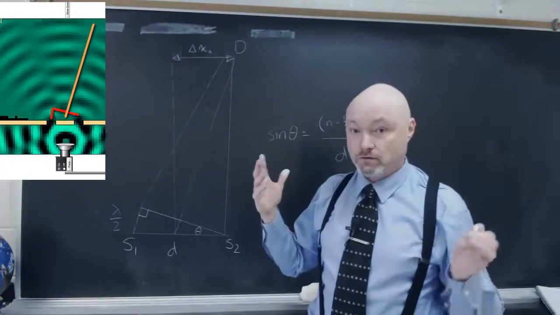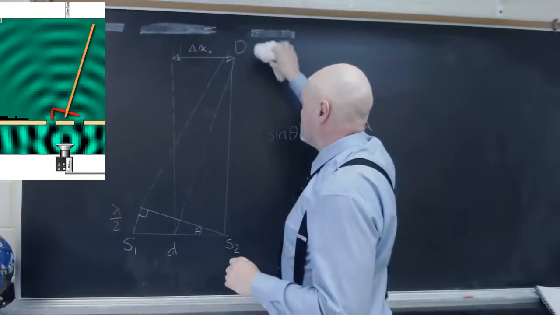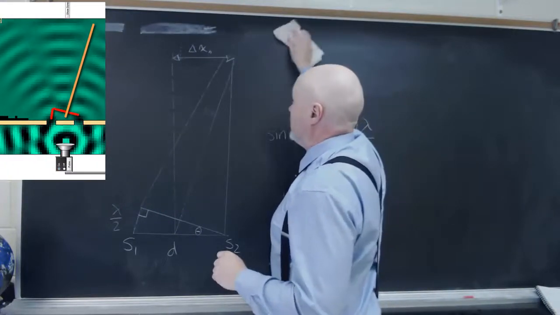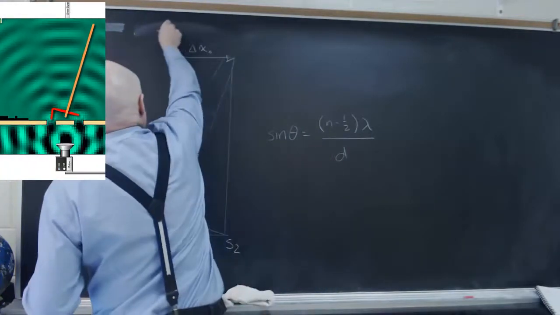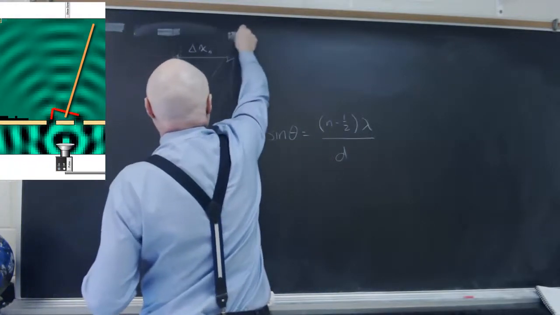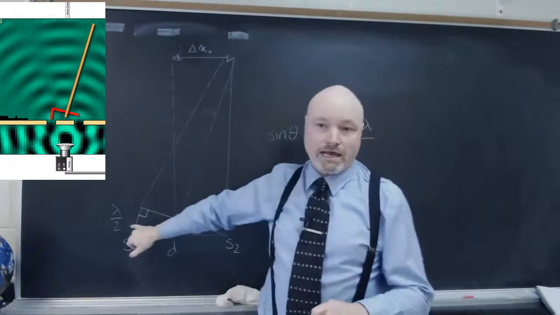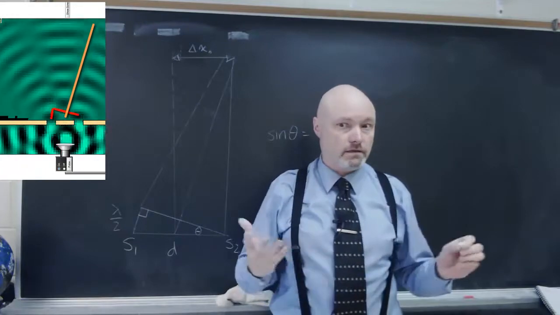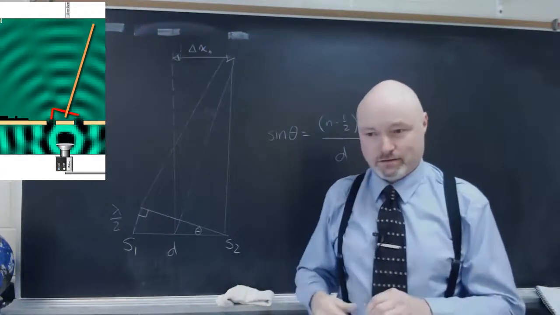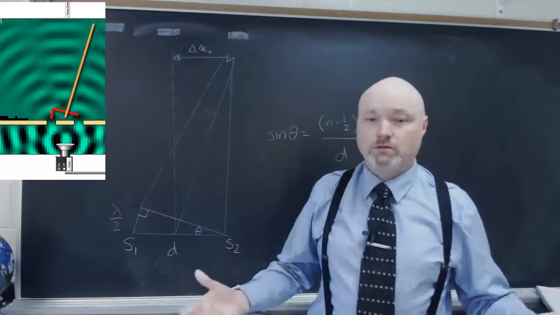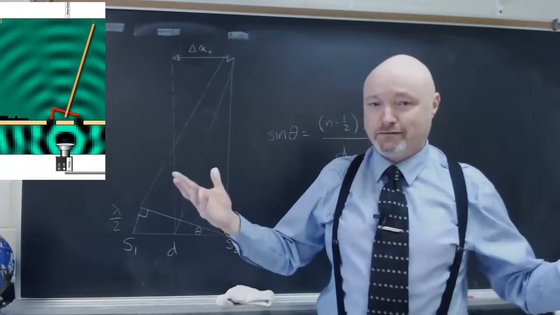Now, what about an area on the fringe where we have constructive, where we have a bright band? So now instead of a dark band, we're headed over here to a bright band. What's the path length difference going to be in this case? Is it going to be a half a wavelength? Is it going to be some multiple of a whole wavelength? Pause the video now and answer for yourself.